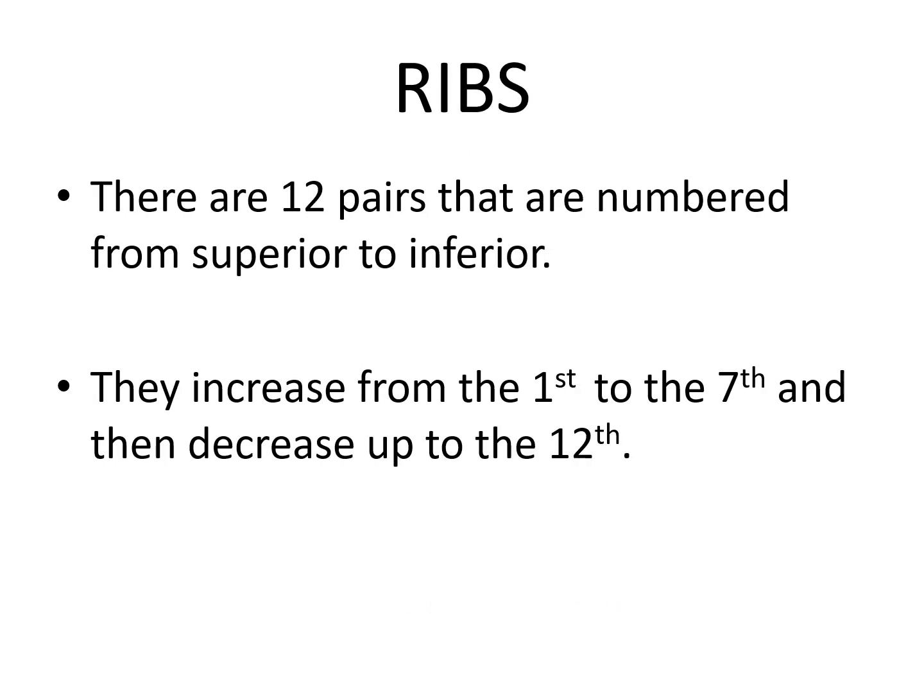Let's look at the ribs. There are 12 pairs of ribs that are numbered from up to down, or superior to inferior. They tend to increase from the first to the seventh in height or length, and then decrease up to the 12th rib. Therefore, all these 12 ribs are not in the same line. They are not of the same size. They vary in size according to this order.